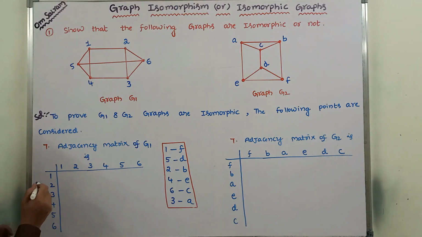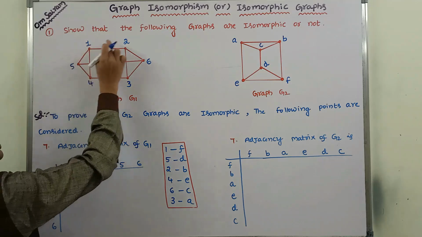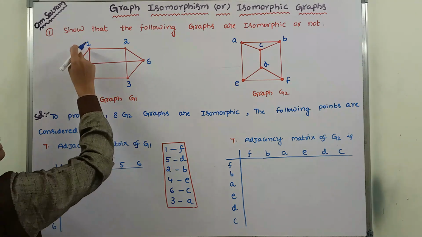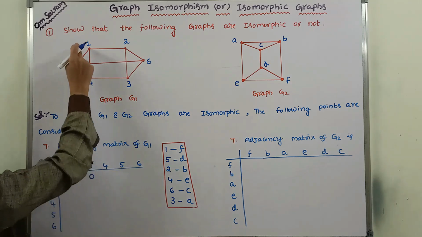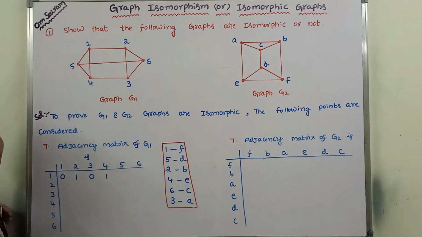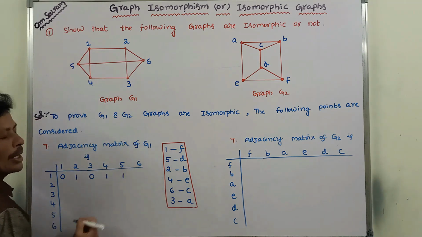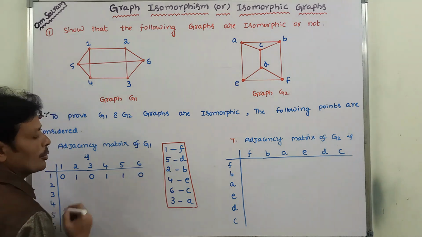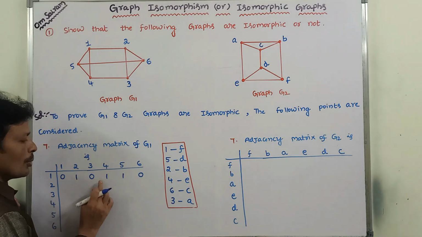Okay, now how to fill that adjacency matrix? 1 to 1, there is no self loop here, so 1 to 1 is 0. 1 to 2, there is an edge between them, so its value is 1. 1 to 3, there is no edge between them, so its value is 0. 1 to 4, there is an edge, so its value is 1. 1 to 5, there is an edge, so its value is 1. 1 to 6, there is no edge, so its value is 0. Okay, now what values are you getting? 0, 1, 0, 1, 1, 0.